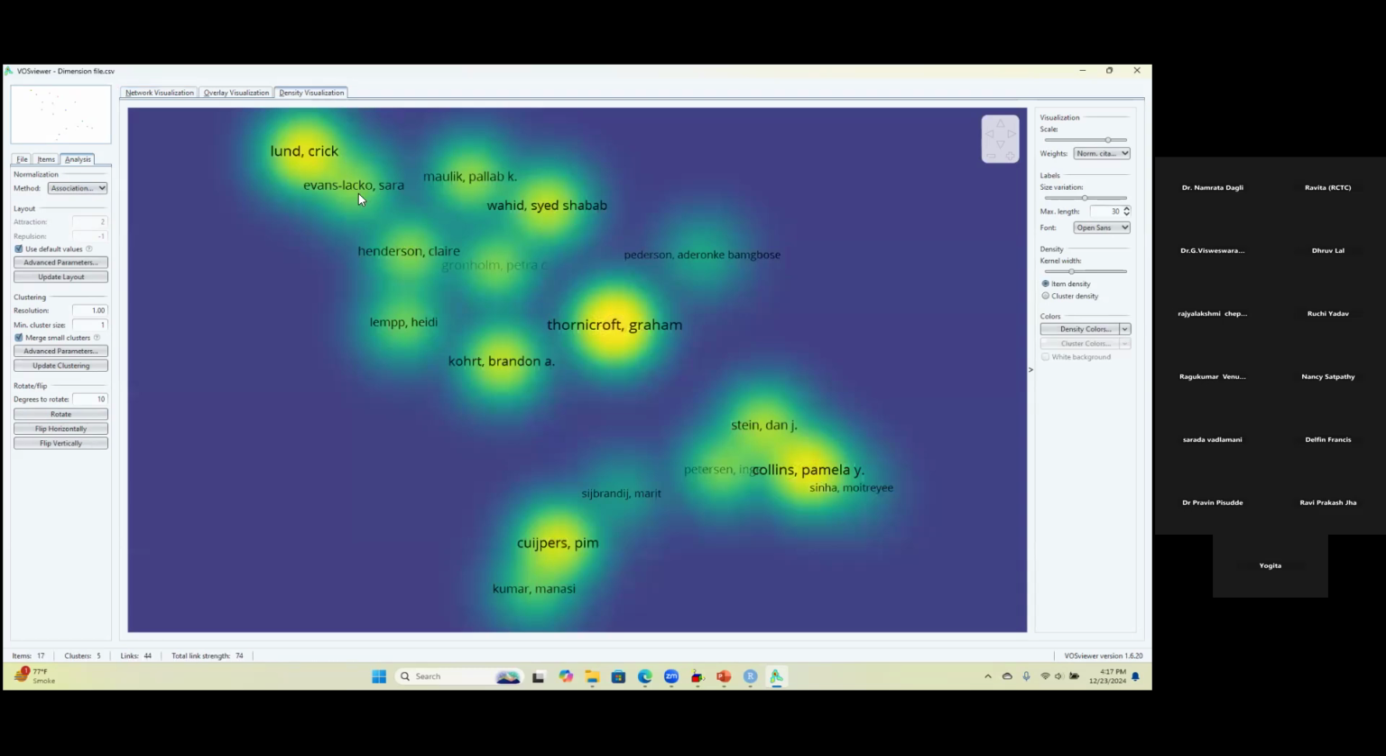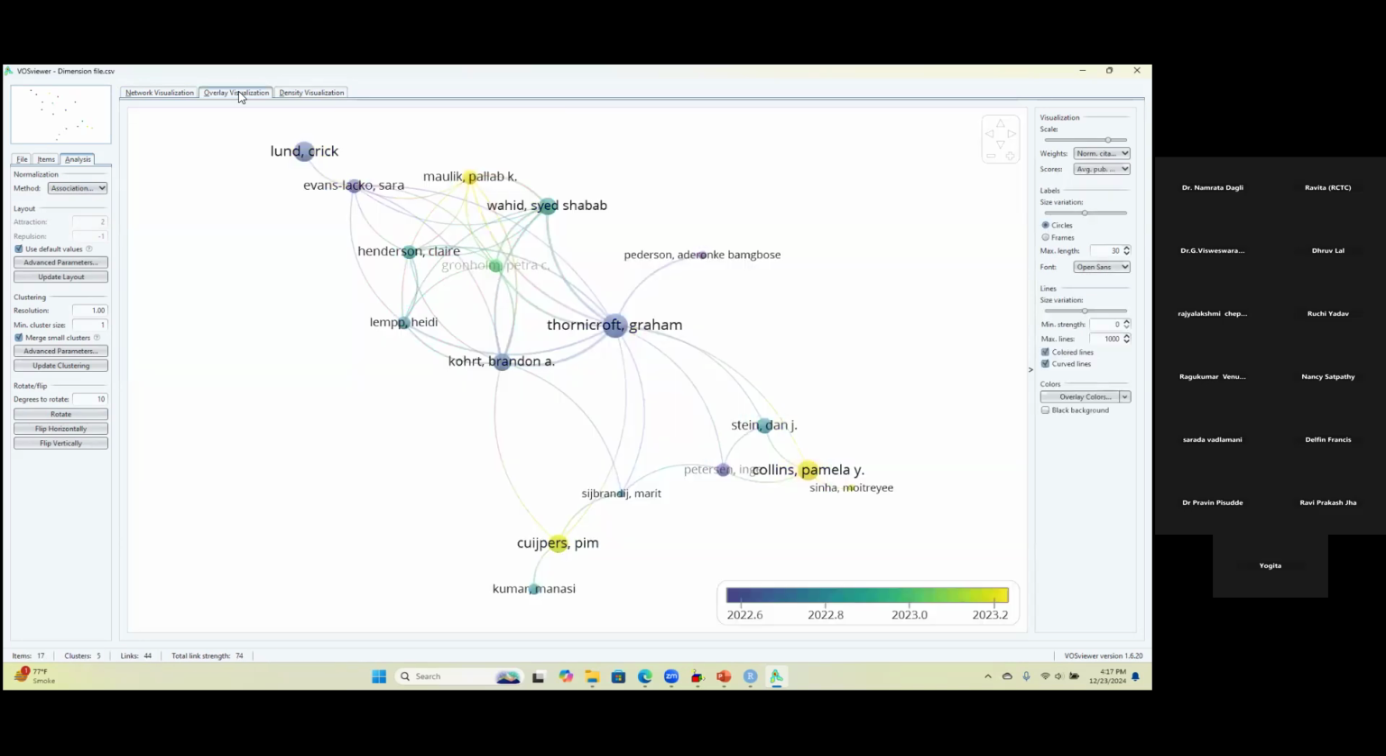This density visualization will show the strength of association. This is the overlay visualization we have already discussed. In 2022, whatever keywords were published are in this color. Yellow represents the most recent keywords.